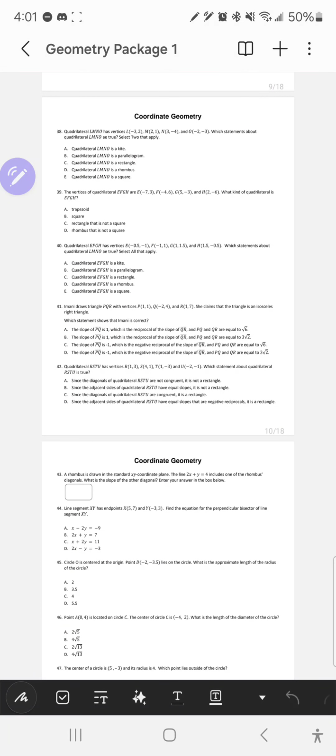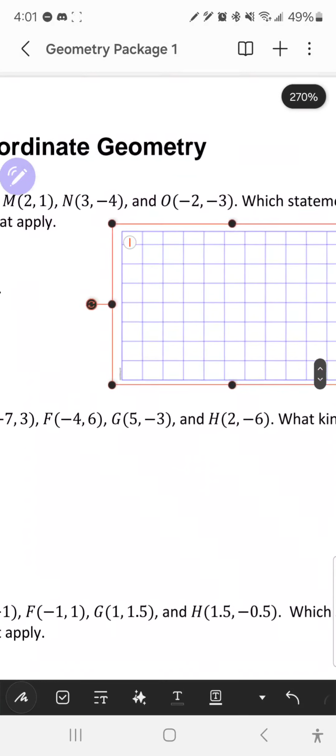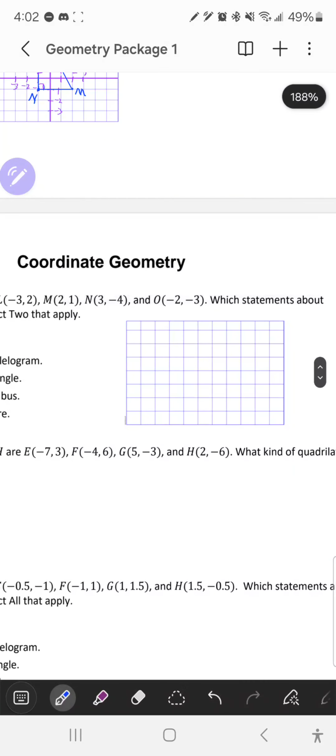So basically, now question 38: Quadrilateral LMNO has vertices. Which statements about the quadrilateral are true? Select two that apply. So basically, we need to draw our quadrilateral, and we need to select two statements that are true.